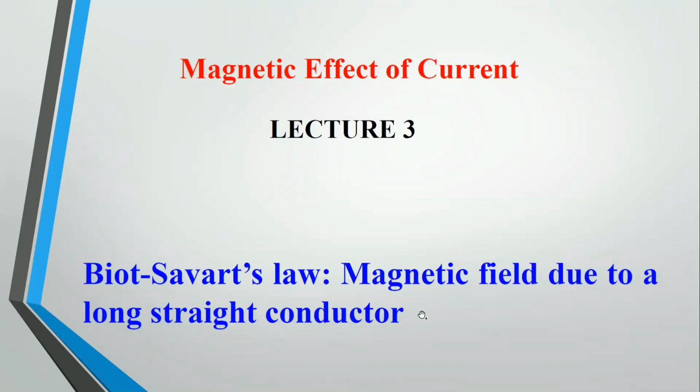This is our lecture 3 of magnetic effect of current. Here, by the application of Biot-Savart law, we are going to obtain the magnetic field due to a long straight conducting wire.